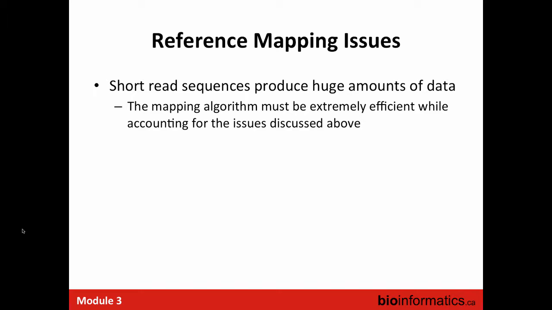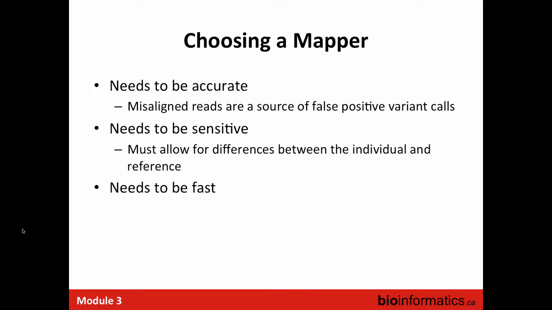The second issue that a mapper needs to keep in mind is that short read sequencers generate huge amounts of data. As I said in the second slide, an Illumina run is about 600 gigabases of data over a 10-day run. That's a huge amount of data for the algorithm to churn through. So we need to select programs that are extremely efficient, or else we'll end up spending a whole lot of money on compute time rather than sequencing genomes.